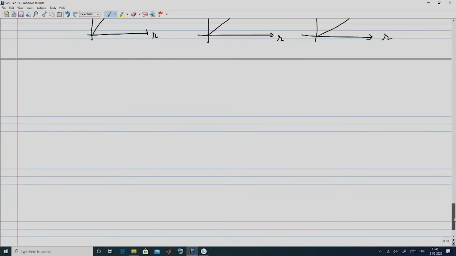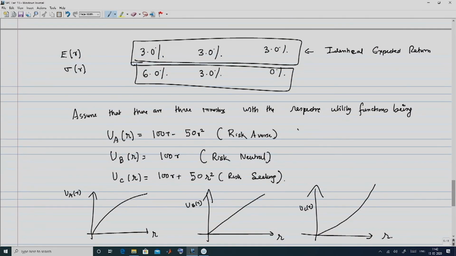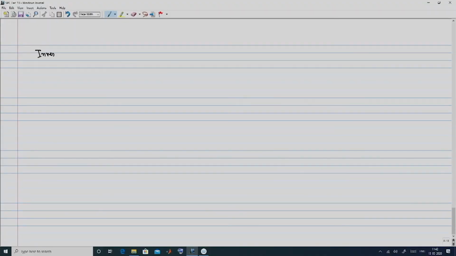Okay, so what we do now is we let the returns for the 3 assets be R1, R2 and R3. Okay, now let us look at case by case the expected utility of each of those investors. So, first of all we will talk about investor A.